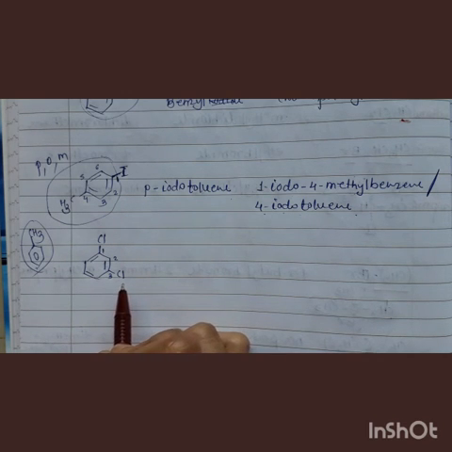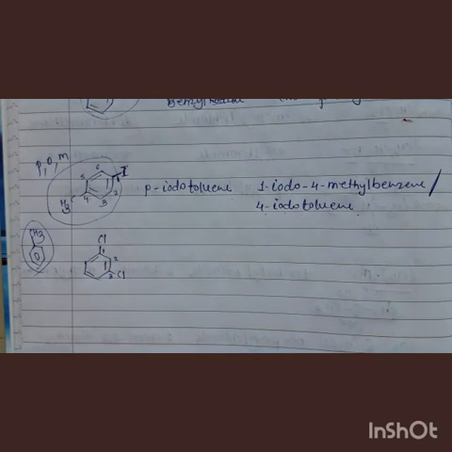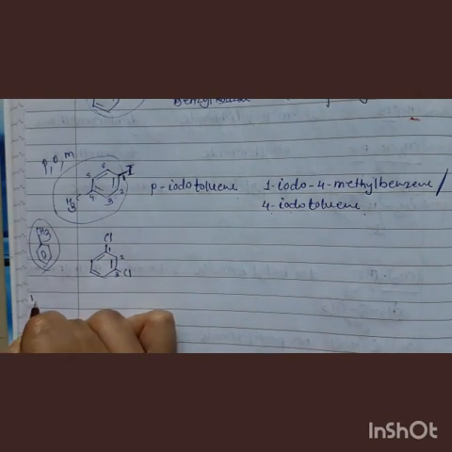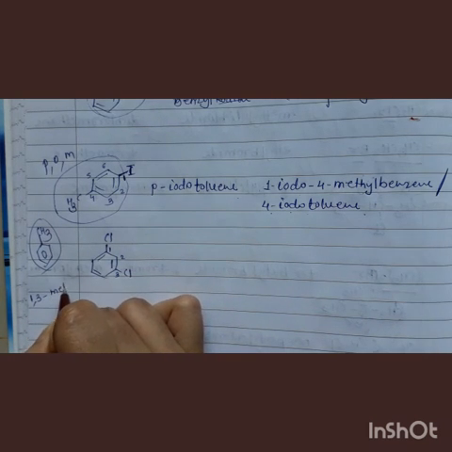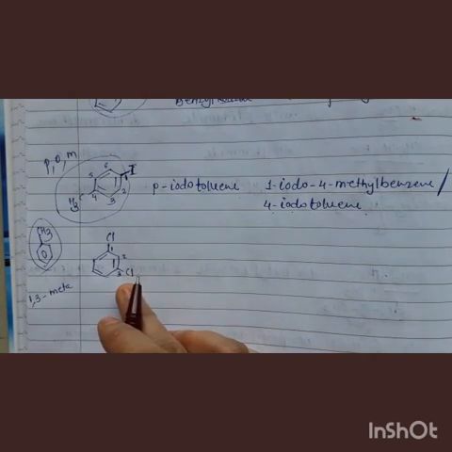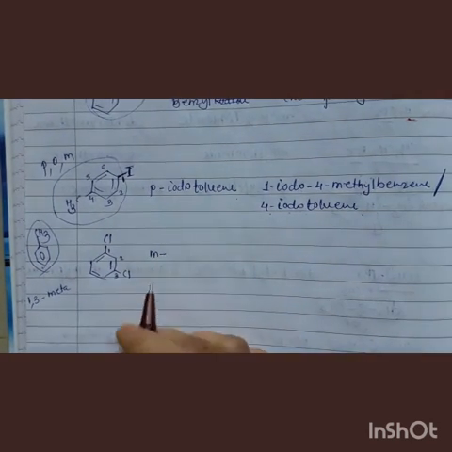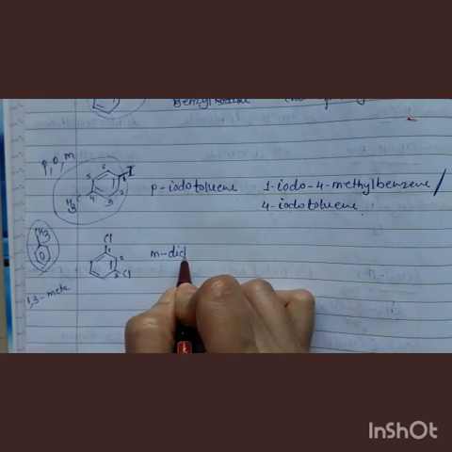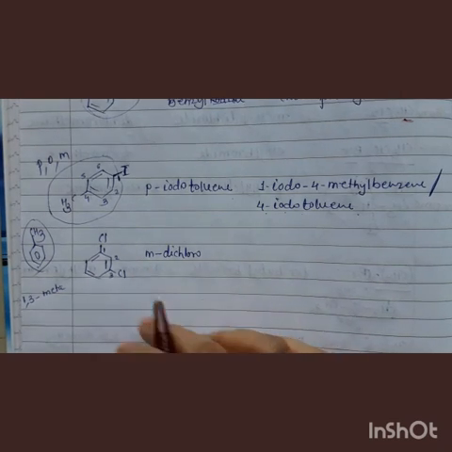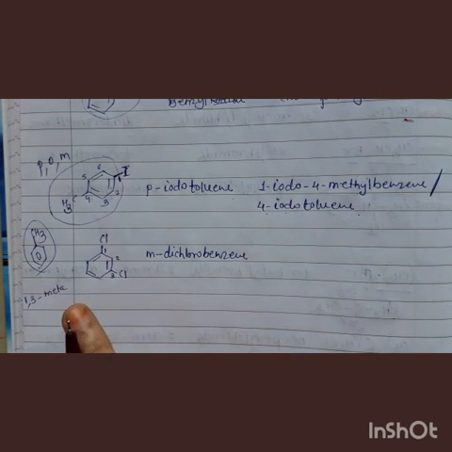Now while writing the common name, this 1, 4 position is para position. Understand? 1, 4 position is para position, and 1, 3 position is meta position. So here it is meta position. On meta positions, 2 chlorine atoms are present. So what we can say? M for meta. 2 chlorines are there. That's why it is dichloro. So meta dichlorobenzene is the common name of this compound.